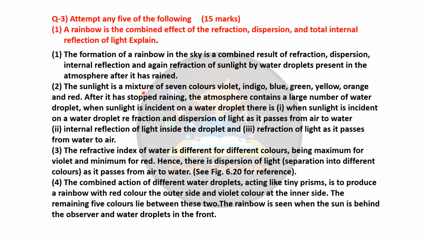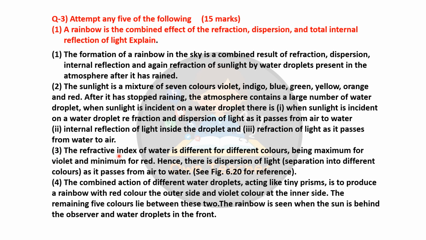The sunlight is a mixture of 7 colors: violet, indigo, blue, green, yellow, orange and red. After it has stopped raining, the atmosphere contains a large number of water droplets. When sunlight is incident on a water droplet, number 1. Refraction and dispersion of light as it passes from air to water. Number 2. Internal reflection of light inside the droplet. And number 3. Refraction of light as it passes from water to air.